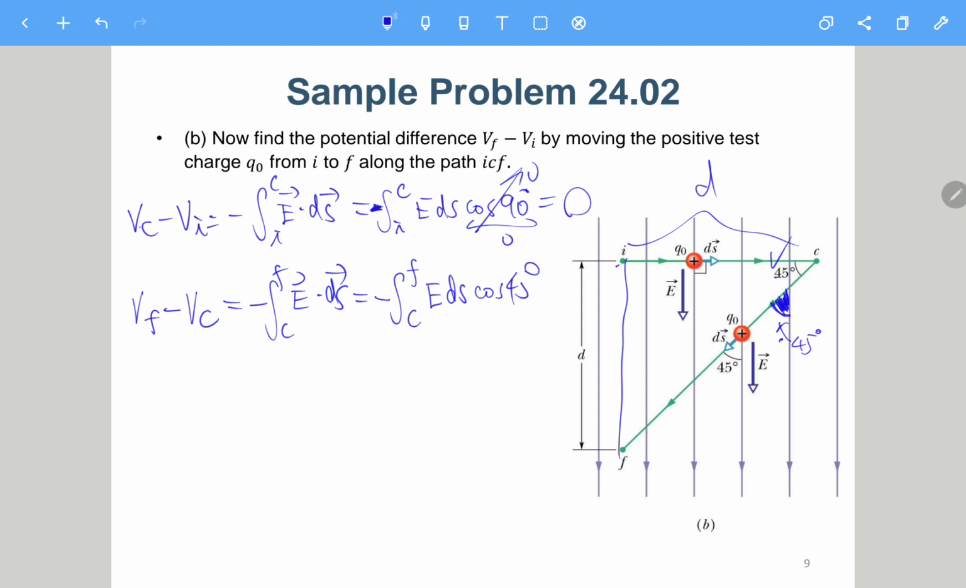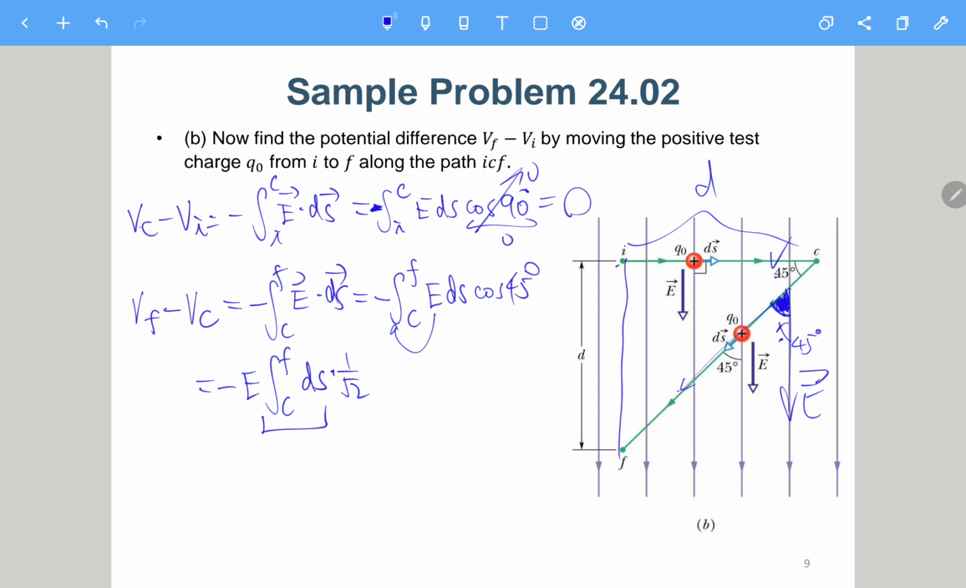Although this one and this one are also 45 degrees, when you consider the dot product, this is the E field direction and this is the ds, so we should consider this angle. This is 45 degrees, and E is also a constant. So it is like negative E integration from C to F of ds, times cosine of 45 degrees, which is 1 over square root of 2.